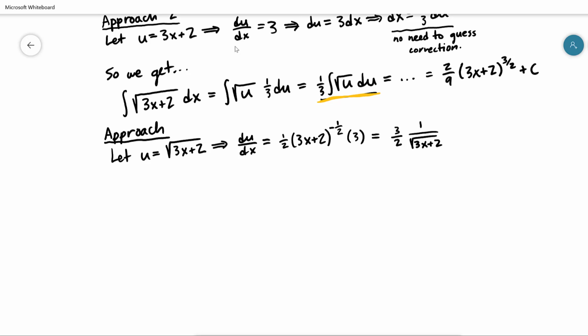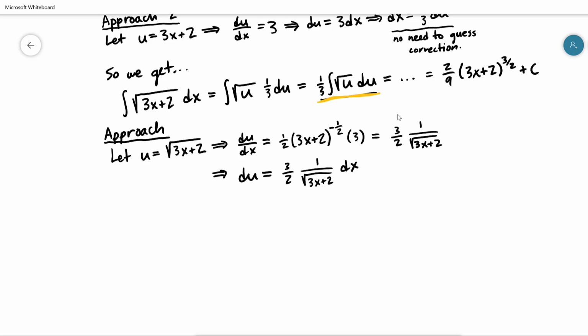What that implies is du is going to be equal to, multiplying both sides by dx, 3/2 times 1 over the square root of 3x plus 2 times dx. All I've done is take this expression, du dx equals this, and multiply both sides by the dx. So du is equal to this whole thing times the dx.